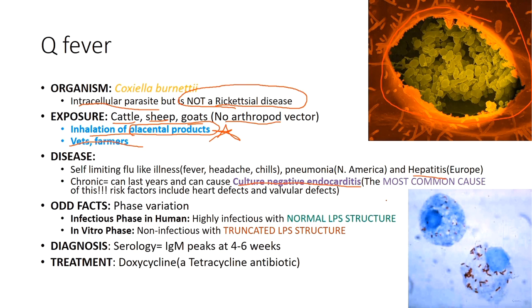But it actually has an infectious phase in humans. So when you have Q fever in a human, it's gram negative and has this normal LPS structure on it, where it's highly infectious and we can give it to people. Whereas in vitro, if for some reason it's non-infectious, it produces a truncated LPS. It's this weird other form of LPS, and so it's non-infectious. I don't know why that's how it goes, but just remember it for this guy.